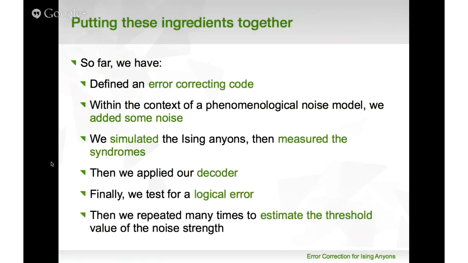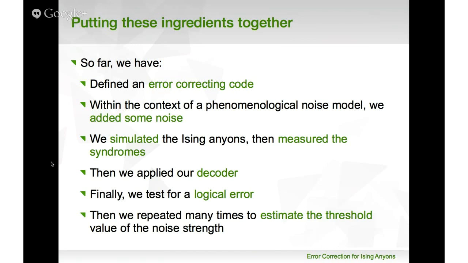Okay, so now, that was kind of a lot. So let's put all these ingredients together. We've defined a couple of error-correcting codes, but in particular, we're going to focus on the fusion code with the four pinned sigma particles. We've developed a phenomenological noise model where we specify various rates for pair creation and hopping, and we're going to add some noise. Then we're going to simulate the dynamics using this nice mapping to the stabilizer formalism, and we're going to measure syndromes, which are just the presence or absence of particles on each of the sites on the lattice. Okay, those are our syndromes.